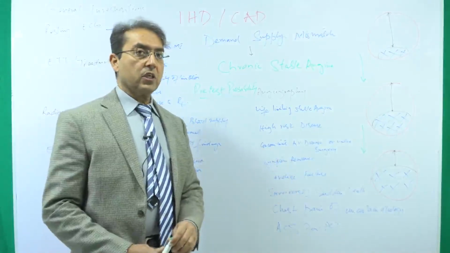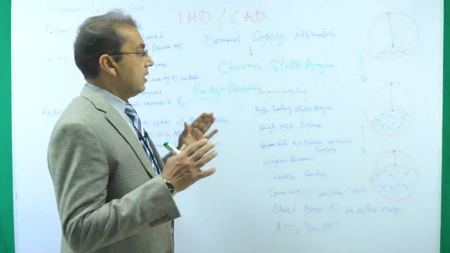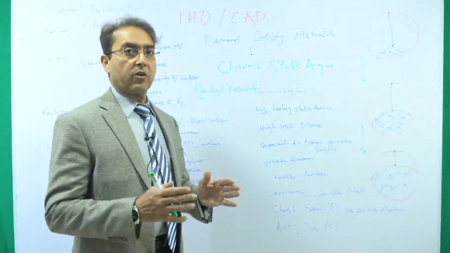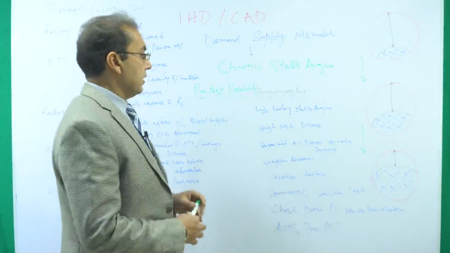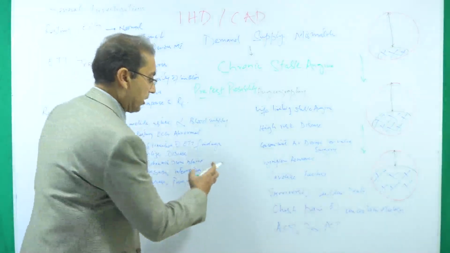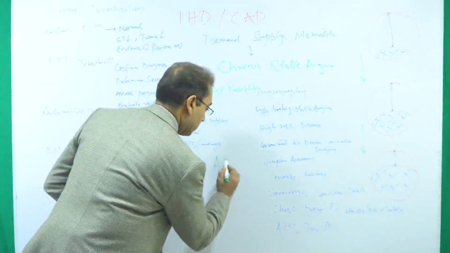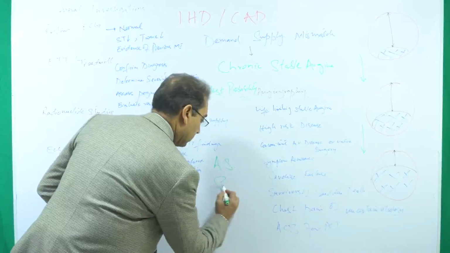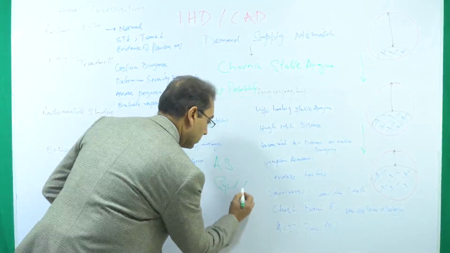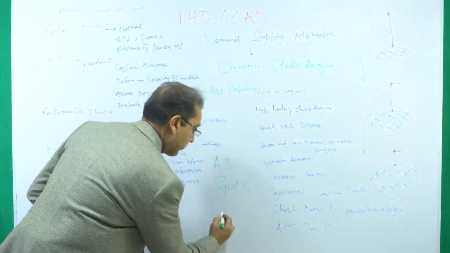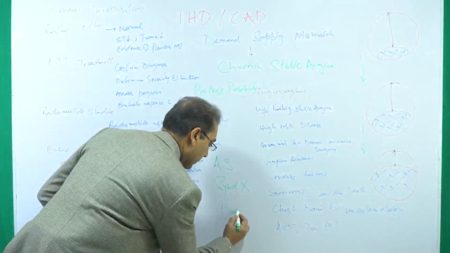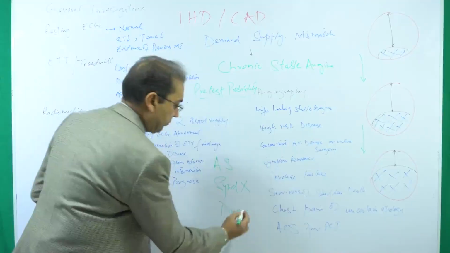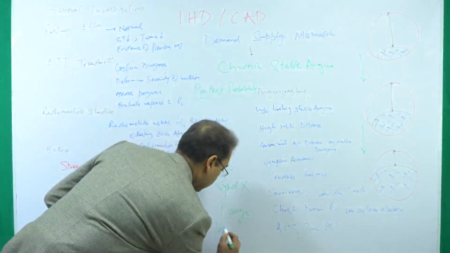What are those conditions? We call them ischemic heart disease with normal coronary arteries. This is seen in patients who have got aortic stenosis. Patients who have got syndrome X. And patients who have taken some drugs which cause vasospasm. Or another one is vasospastic angina.